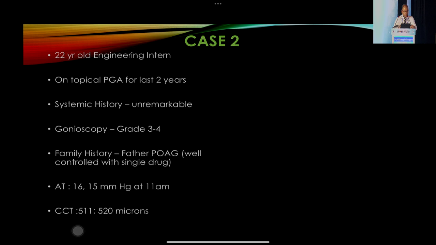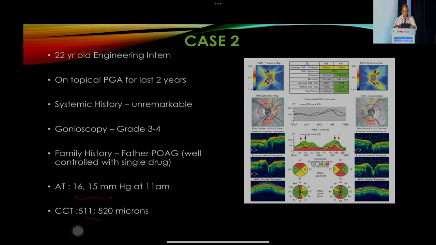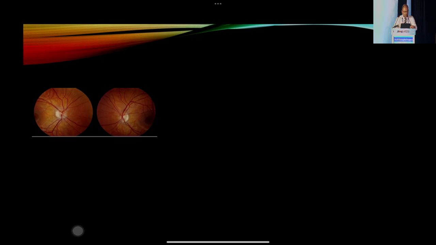So here we have a 22-year-old engineering intern who was put on topical prostaglandin analogs for the last 2 years with unremarkable systemic history, normal gonioscopy, family history, father had POAG, applanation was 16 and 15, and CCT was around 520 microns. Now, this is what the RNFL thickness looked like. So we have lots of areas of thinning here and here. If we look closely, this is what the optic discs look like. They don't look glaucomatous, that's for sure.